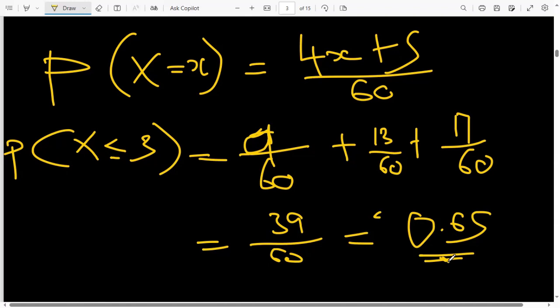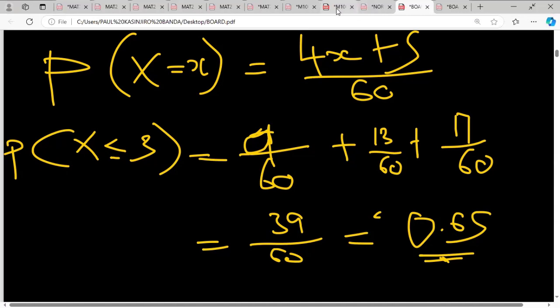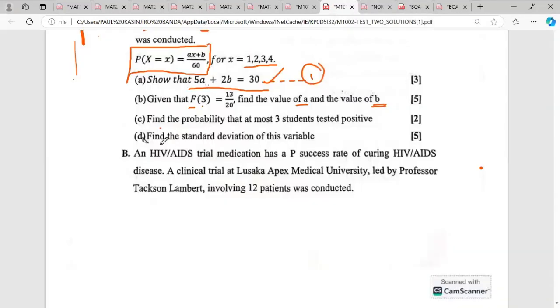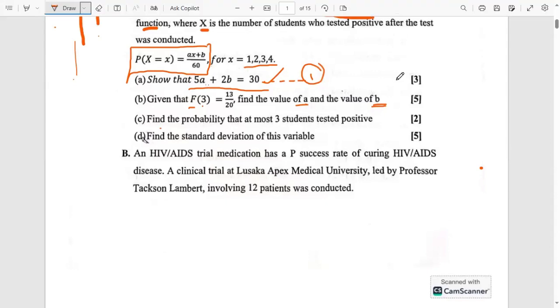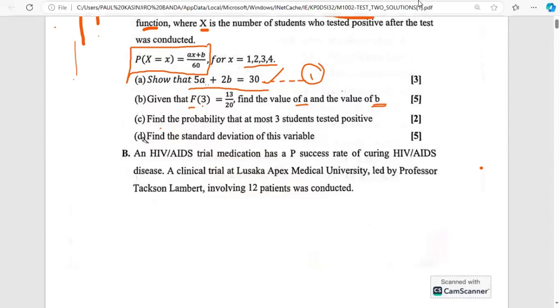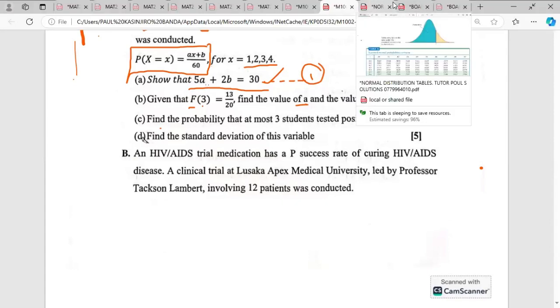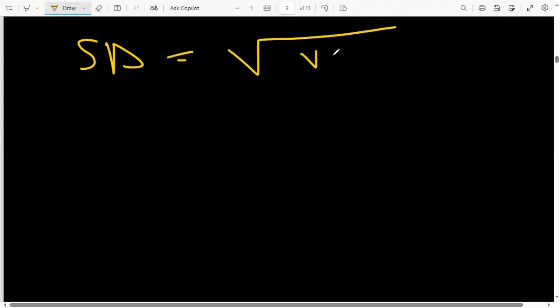Okay, that would be 3 or less. Okay, that one is simple. And then find the standard deviation of this variable. Okay, so we know that for us to find the standard deviation, we have to find the variance. And for us to find the variance, we have to find the expected value, or the average, okay, or the mean. All right, so let's find. So we know that the standard deviation is just the square root of the what? Of the variance.